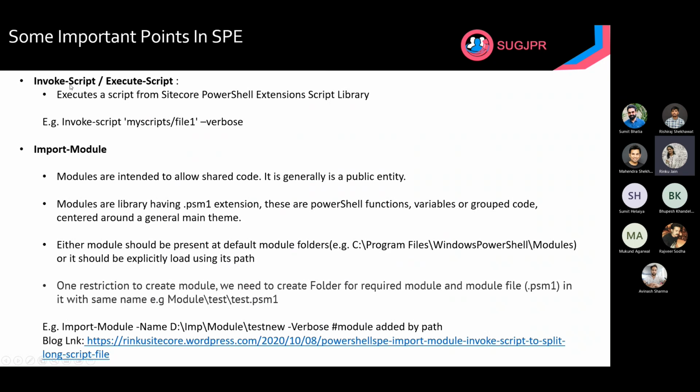And apart from this Invoke-Script, we also have the dot-sourcing option where we can just say dot and the script name. Based on that, it also incorporates that script in your current script. And this is an example, like Invoke-Script and then the path of your script. And here we are seeing verbose, so whatever is there in that script, it will give the details in the command window.